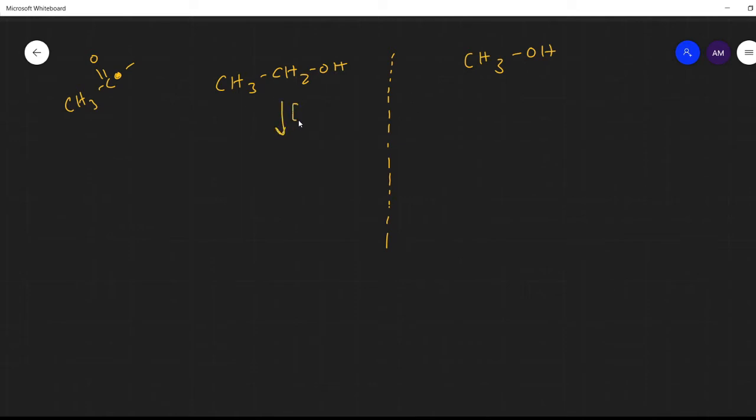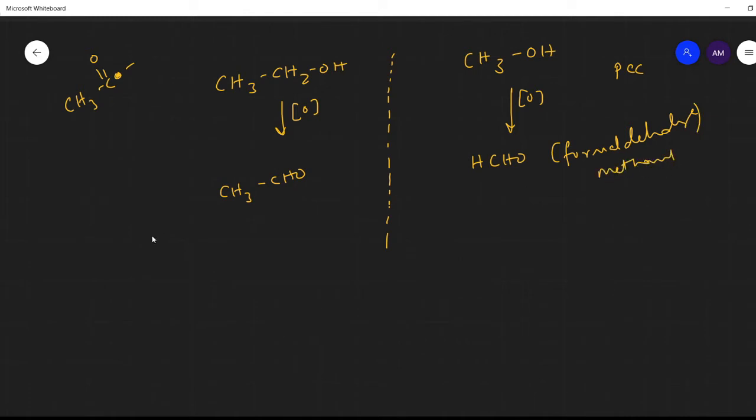How? Basically we are doing a partial oxidation or mild oxidation. For mild oxidation you can use PCC. With mild oxidation, this gets converted into CH3CHO, which is an aldehyde again, and this gets converted into HCHO, which is again an aldehyde. This is formaldehyde, from methanol, and this is acetaldehyde, from ethanol.